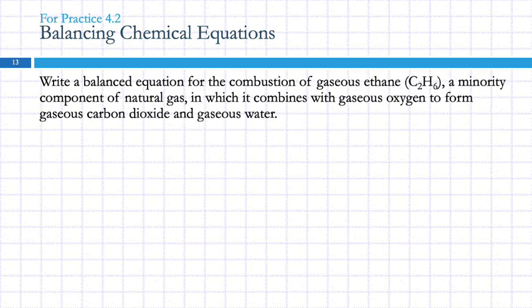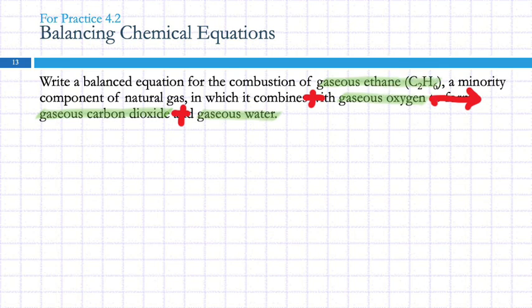Write a balanced equation for the combustion of gaseous ethane, a minority component of natural gas, in which it combines with gaseous oxygen to form gaseous carbon dioxide and gaseous water. A lot of gases here. So we have ethane, oxygen, carbon dioxide, and water. Combines with, it's a plus, to form is the arrow, and is the other plus. So it doesn't say the reactants are these and the products are those. It describes what's happening.